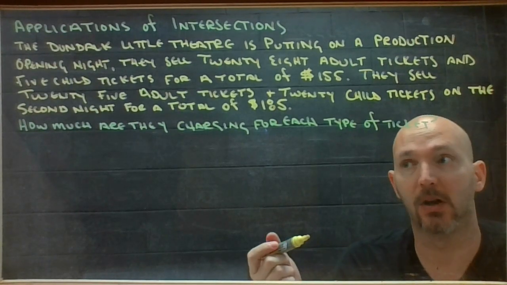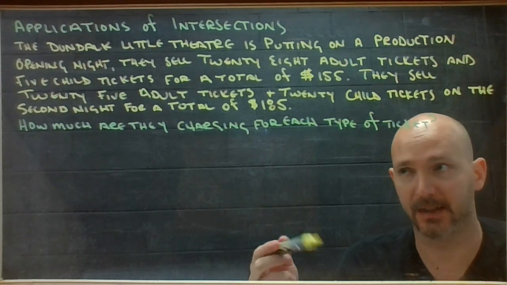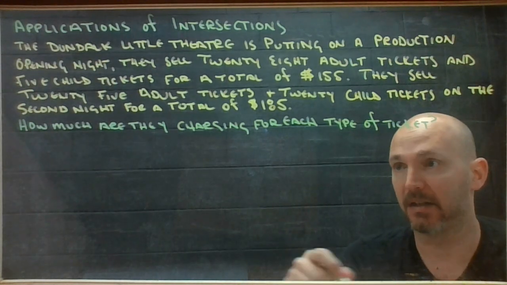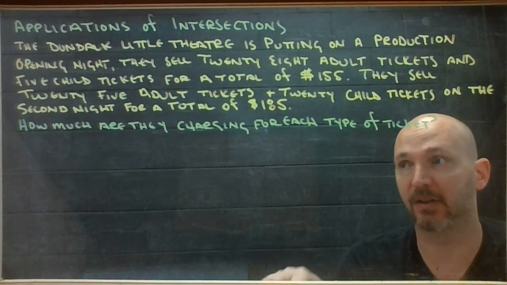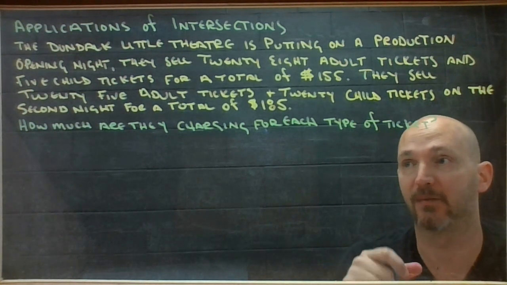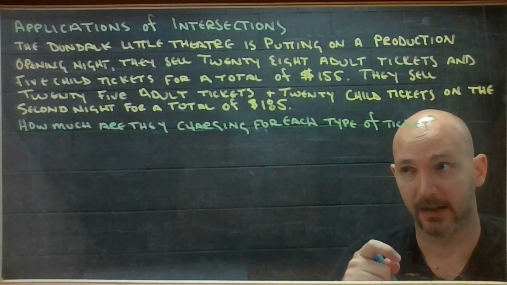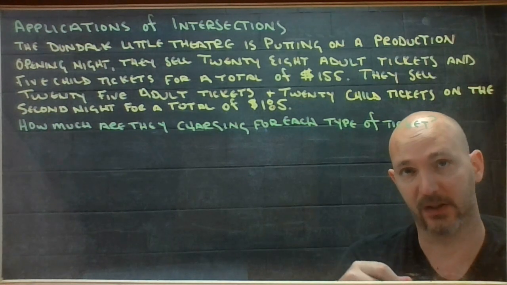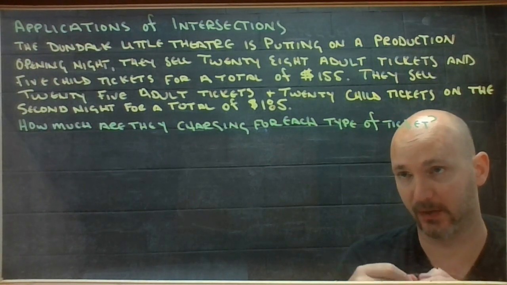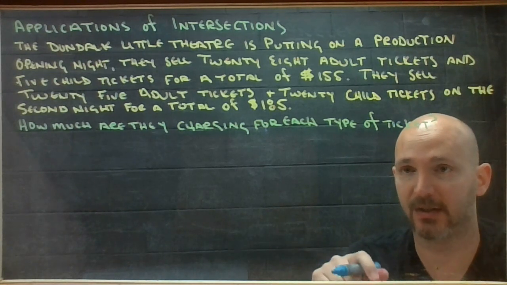There's another long sequence of text here. Let's read it and then we'll dig it apart. The Dundalk Little Theatre is putting on a production. Opening night, they sell 28 adult tickets and 5 child tickets for a total of $155. They sell 25 adult tickets and 20 child tickets on the second night for a total of $185. How much are they charging for each type of ticket?